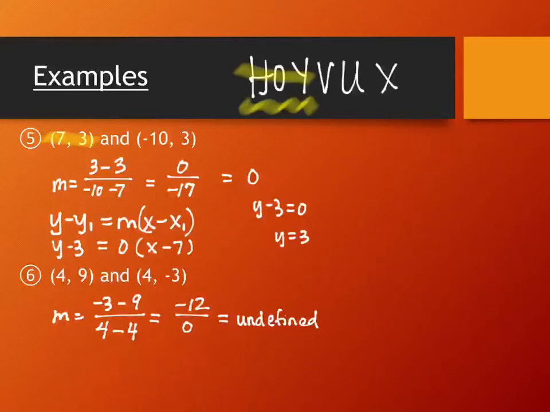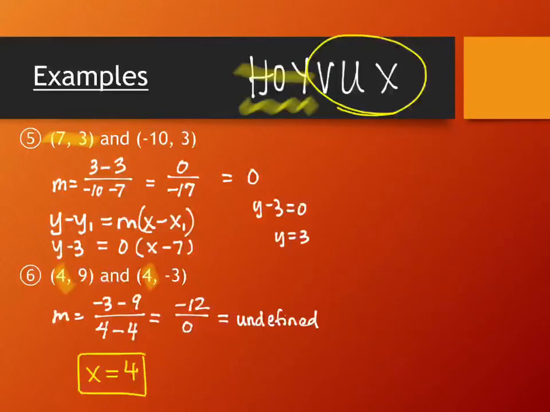So on this one, I don't have a choice, but I have to rely on the fact that this is a vertical line. When I have an undefined slope, I do, in fact, have a vertical line. Vertical lines have the equation x equals, and the x value here is 4. So it's x equals 4. Any questions?